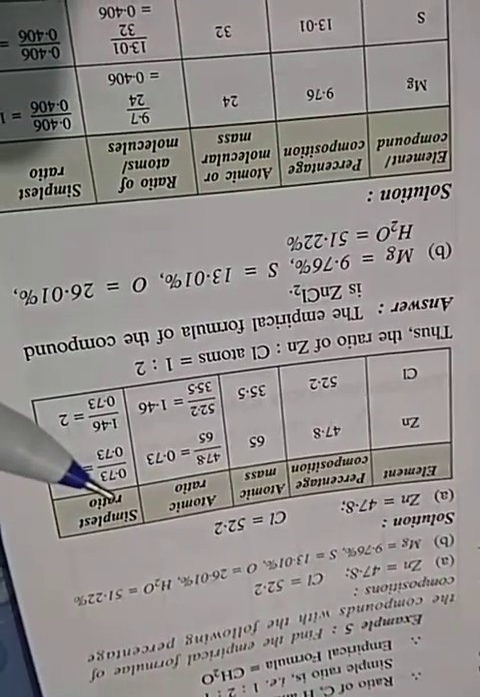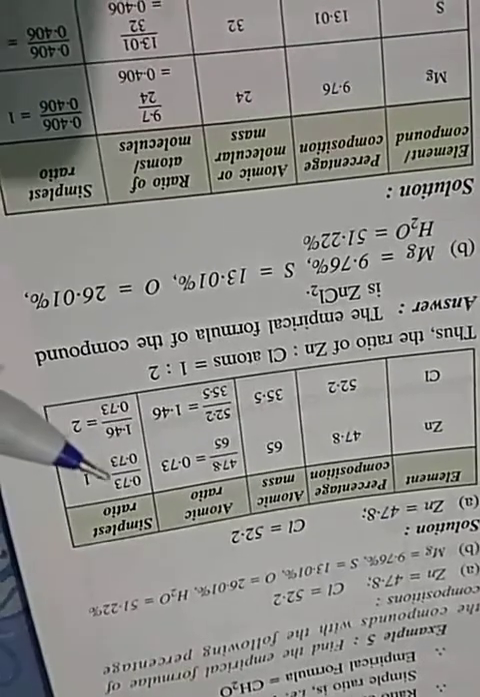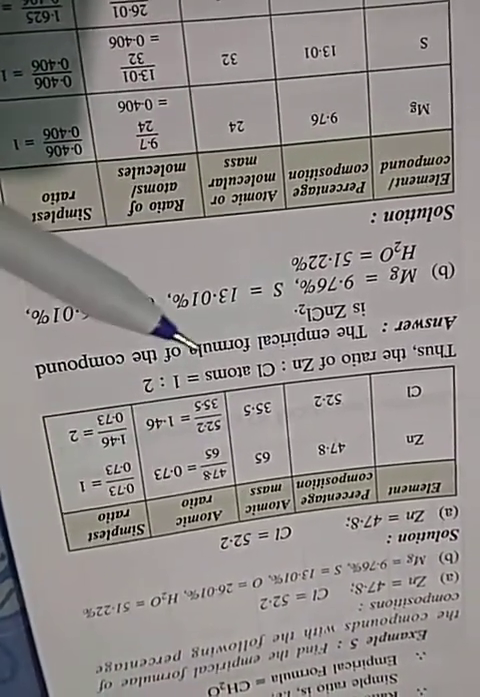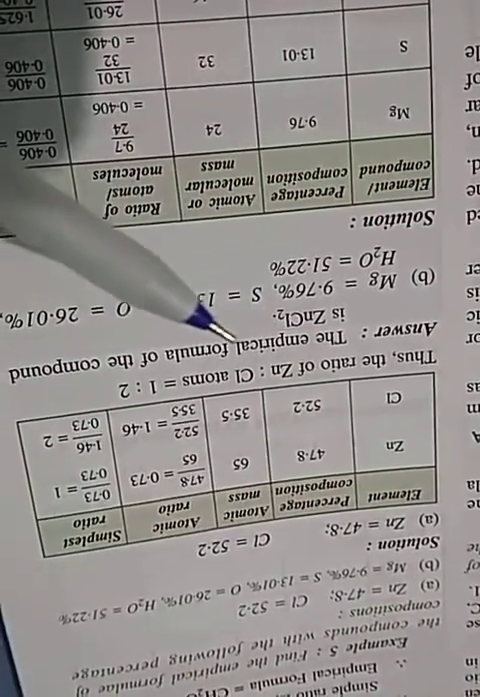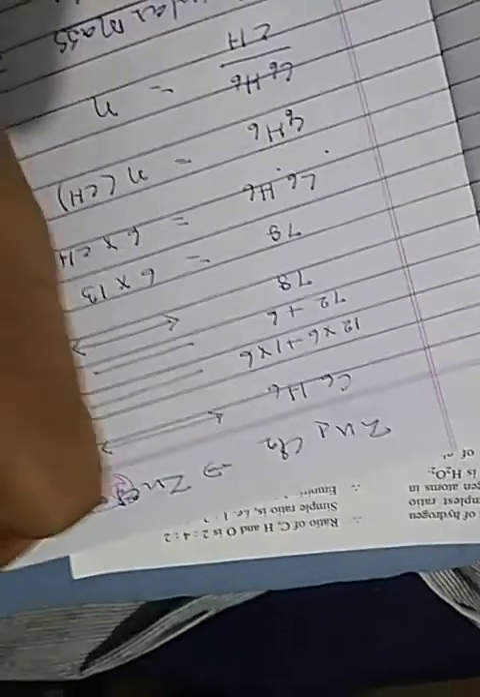For the simplest ratio, what will we do? We will divide the atomic ratio by the smallest one. Now it will come 1, it is 2. This means 1 stands for zinc and 2 stands for chlorine. So what will be the ratio? 1 is to 2. So what will be the empirical formula? Zn1Cl2. But we know if we write Zn1Cl2, we omit the 1 and then we write ZnCl2.